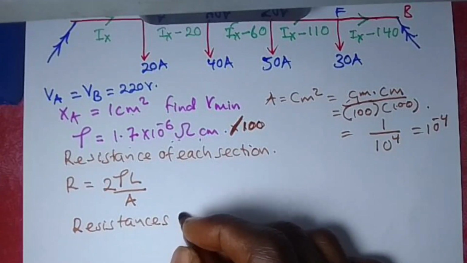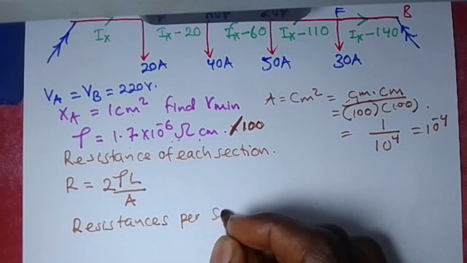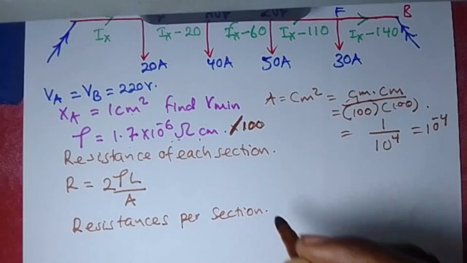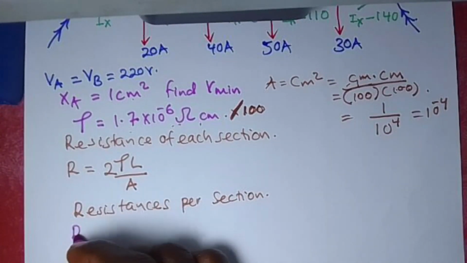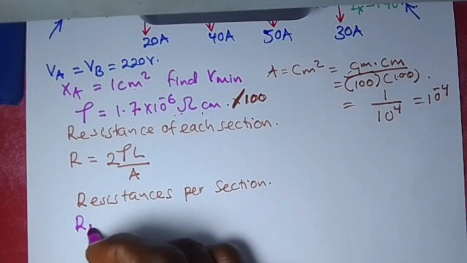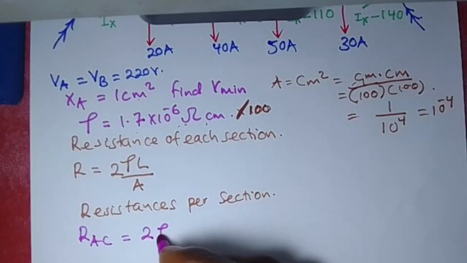So resistances, now I'll show you the way I would prefer to do it. So resistances per section. Let us go directly and calculate for the resistances per section. So if we want to calculate for the resistance between section A and C, for example, the resistance between A and C is going to be equal to 2 times resistivity times length over area.